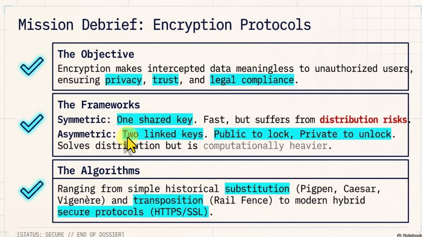It is more complicated. And the algorithms range from simple historical substitution, Pigpen, Caesar, Vigenere, and transposition, Rail Fence, to modern hybrid secure protocols. So we have different algorithms. That's all about encryption for IGCSE.